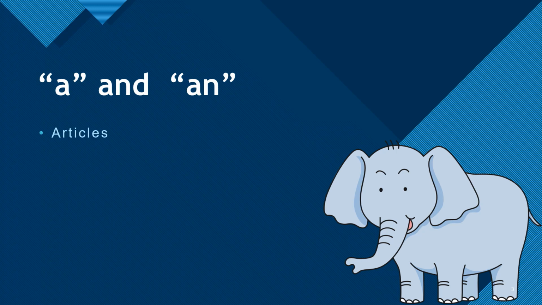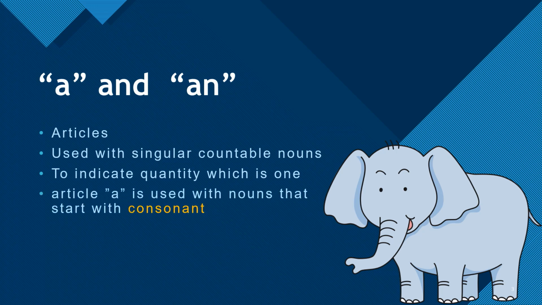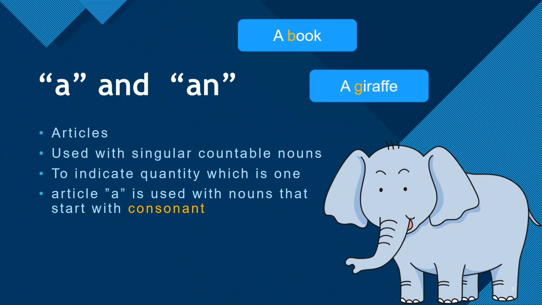A and an are articles. They are used with singular countable nouns to indicate quantity, which is 1. Article a is used with nouns that start with a consonant. For example, a book. B is a consonant. A giraffe, and G is a consonant.